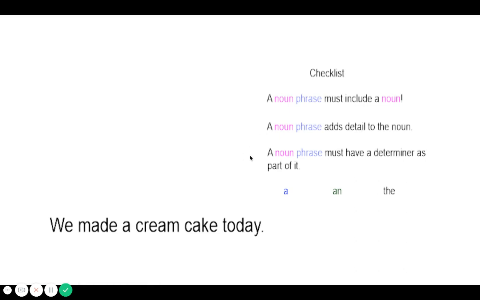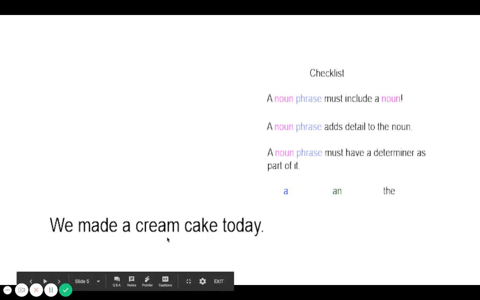A noun phrase, so the third part of our checklist, must have a determiner as part of it. And just to recap what the three most commonly used determiners are with a noun phrase, a, an, and the. So we've got our noun, we've got the extra detail about it, and if you look really carefully, you can spot right in front of it, we've got the determiner a. So our noun phrase in this sentence is a cream cake. Let's move on to the second example.